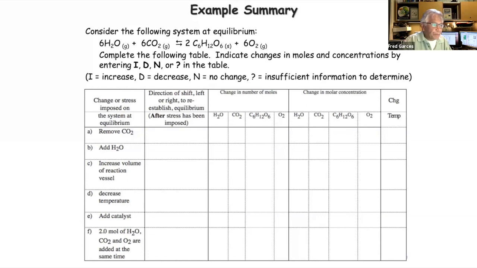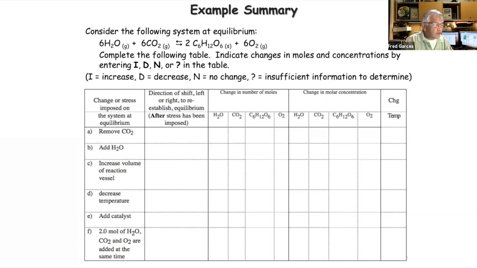This is a chart that you will see in your activity this week. And this is a typical example of a question I have. Here we have the reaction. This is a photosynthesis reaction. Water and carbon dioxide produces glucose and oxygen. So the fact that it's photosynthesis, you guys need to use your science knowledge as to whether this is endothermic or exothermic. I'm not going to tell you that, because you as science students already know whether a photosynthesis reaction is endothermic or exothermic.